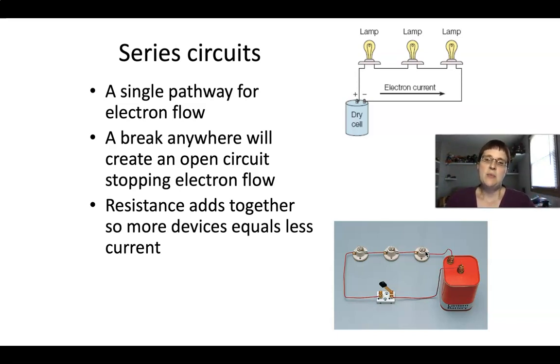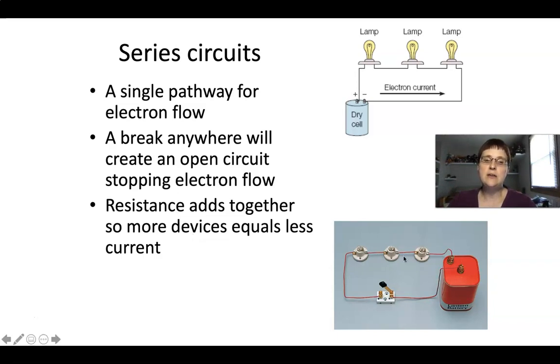The other thing that happens in a series circuit, and that can be an upside or a downside depending on what you want to use the series circuit for, is that the resistance of the devices on the circuit adds together. Remember, the resistance is going to slow down the current. It won't necessarily change the voltage, but it's going to slow down the current because you're increasing the resistance by adding more and more things for the circuit to do work on. It adds together, so more devices equals less current.